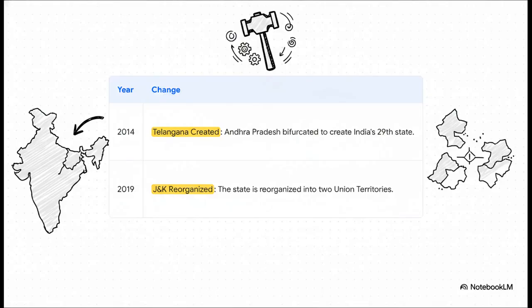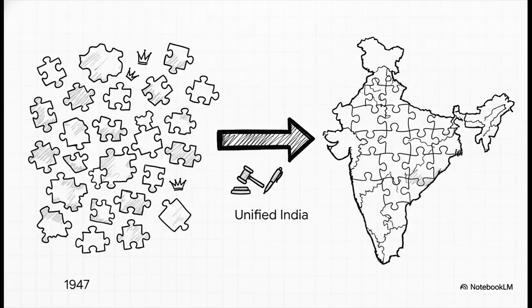Just look at the recent changes. You had the creation of Telangana out of Andhra Pradesh back in 2014. And then in 2019, the reorganization of the entire state of Jammu and Kashmir into 2 separate union territories. Both of these events show that Article 3 is still a very powerful, very active tool for shaping the nation's map. So when you step back and look at the whole story, the transformation is just incredible.